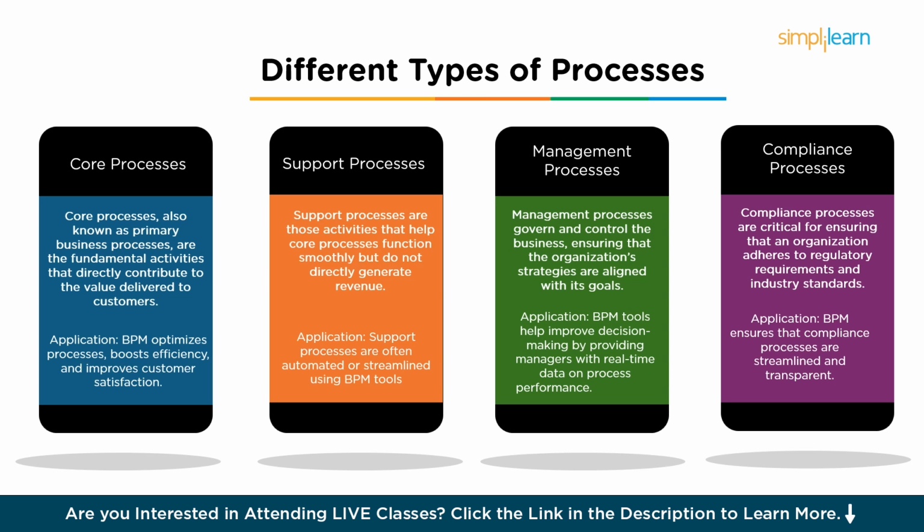Application in BPM. BPM ensures that compliance processes are streamlined and transparent. For example, a pharmaceutical company might use BPM to track regulatory requirements for drug manufacturing, ensuring that each step is properly documented and compliant with industry regulations such as FDA standards.